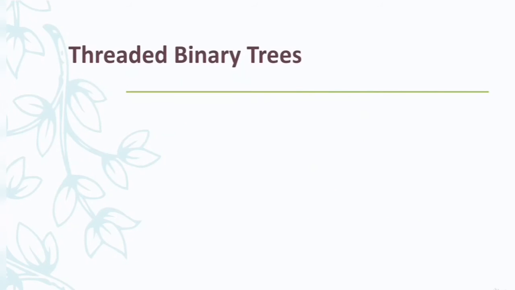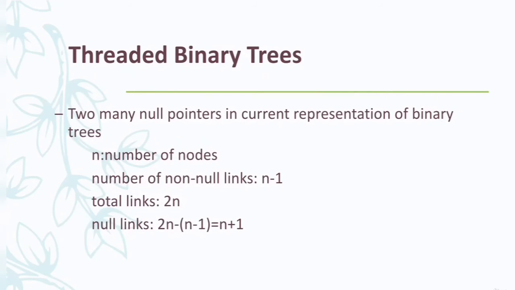So let's move forward to the next point, that is threaded binary trees. There are too many null pointers in the current representation of binary trees. We can see that in the last trees, the last nodes have null pointers, or we can say that they do not have any children. If n is the number of nodes, the number of non-null links is n minus 1. The total links are 2n and the null links are n plus 1.